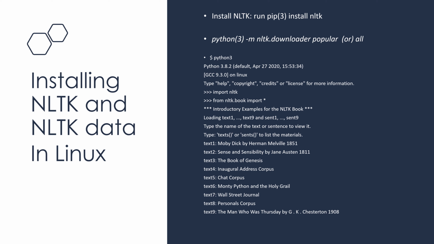download all the data that is available as part of the natural language toolkit. You can download either only the popular data modules of the natural language toolkit, or for study purposes if you would like to download everything, you can use python3 -m nltk.downloader all. So once you have done that, to confirm that the installation has happened successfully, you can go to the Python interpreter and type import nltk. If this succeeds, it means you have installed the natural language toolkit successfully.